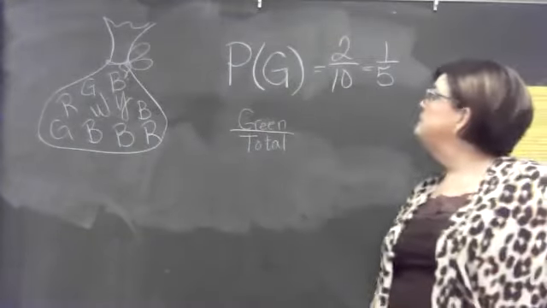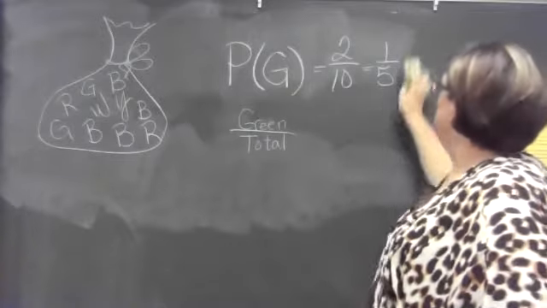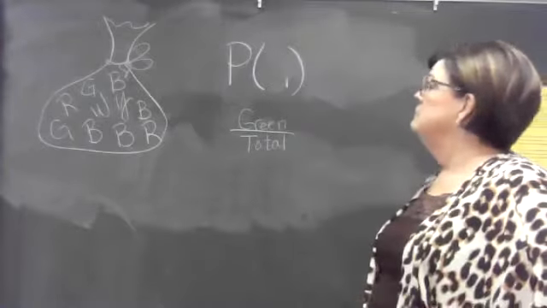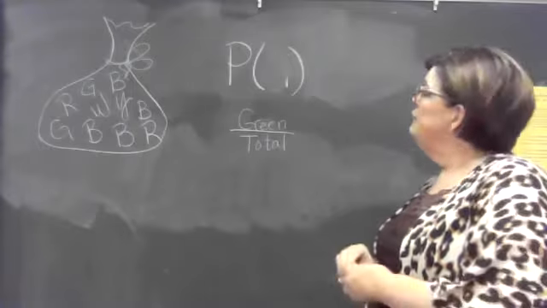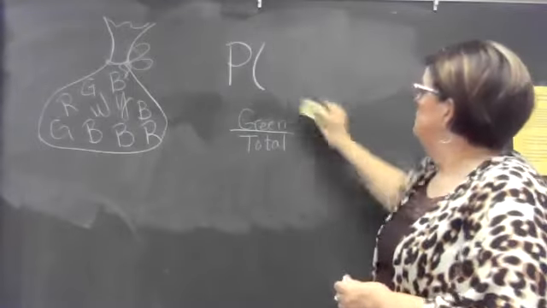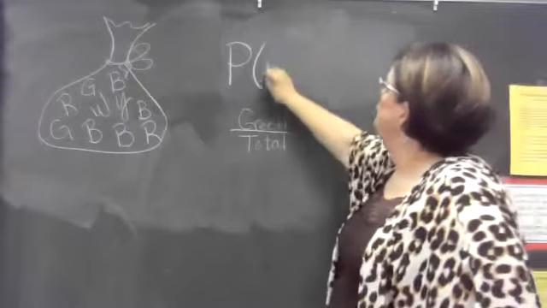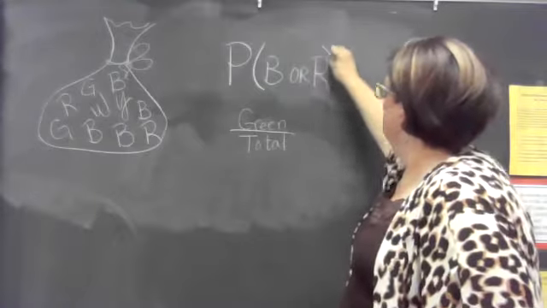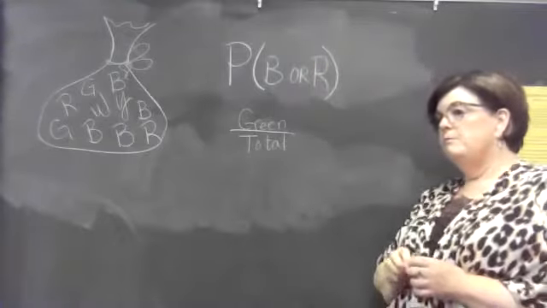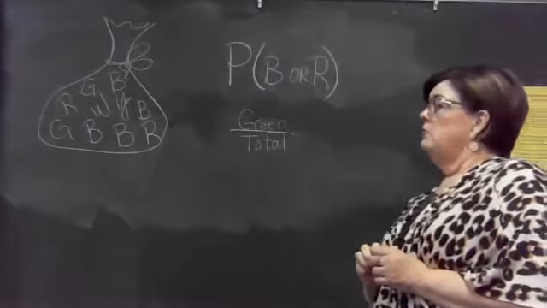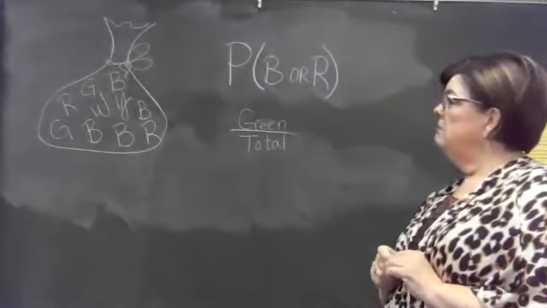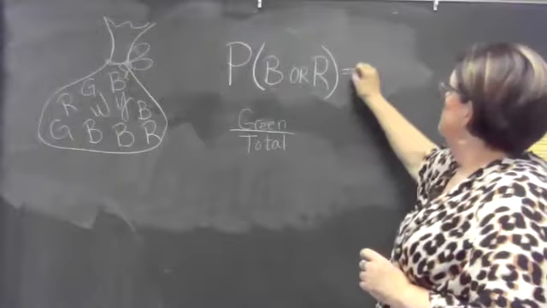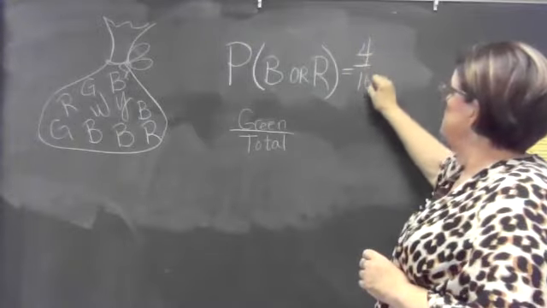Okay. Let's find one more time, and then we'll go a tiny bit further. Let's find the probability of a blue or a red. That means it can be either one of them. So, what do I have? How many blues do I have? 4. 1, 2, 3, 4. So, I have 4 out of 10 here.